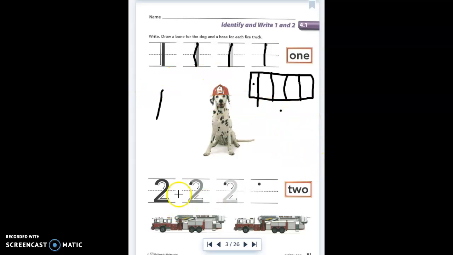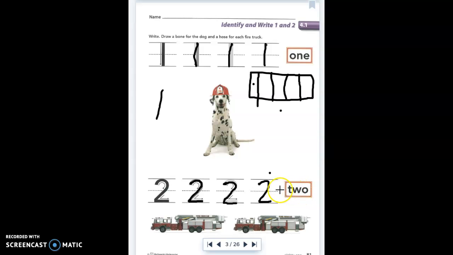Let's look at 2. 2 is a little bit trickier to make, and a lot of times people make it backwards. So we're going to start right here underneath our solid line, curve up to the top line, come down at an angle to the bottom line, and then go out. Okay, we'll do the same thing here, tracing. And then you need to make the number 2. Oopsie. On your own here.